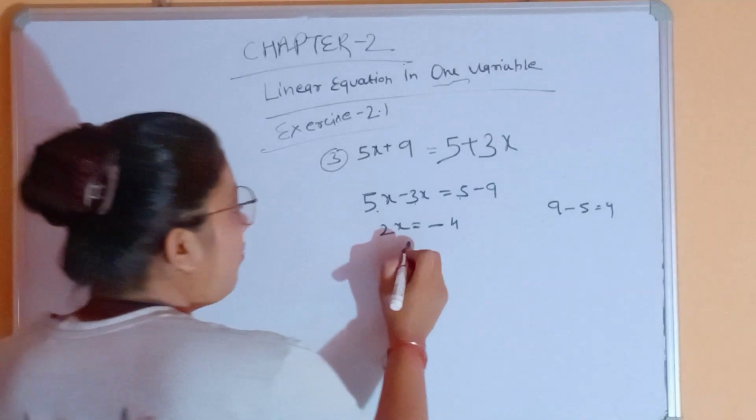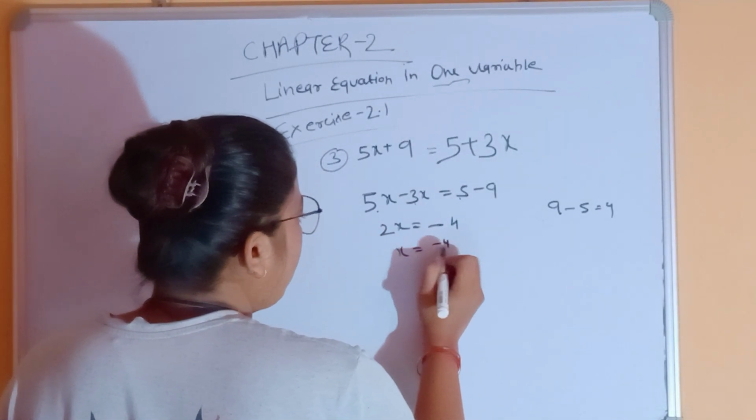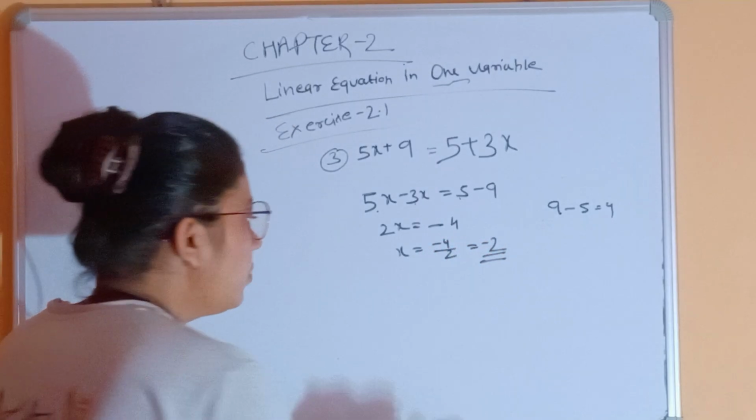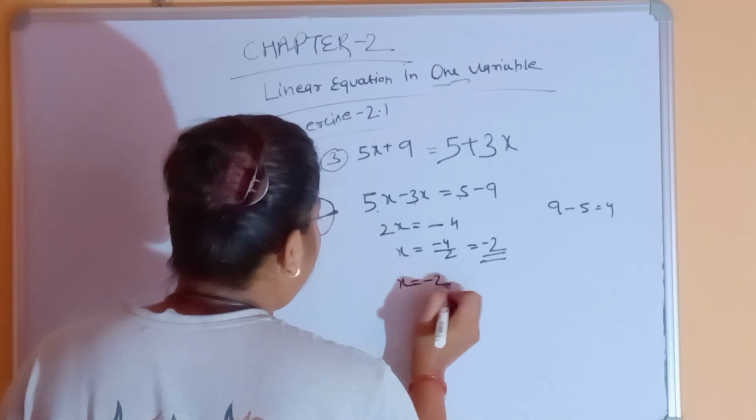Okay, so now we find x. x is equal to minus 4 by 2, that is minus 2. Okay, so x here is minus 2. We write the answer here as minus 2.